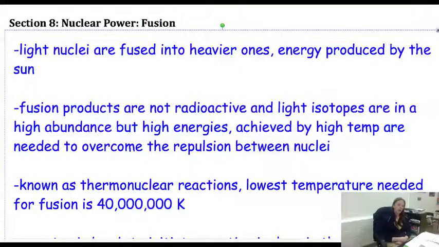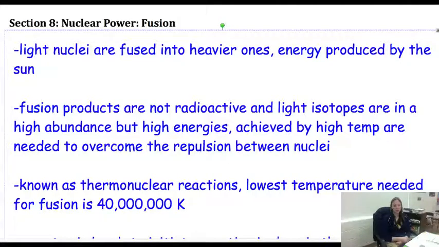Nuclear power in terms of fusion. Fusion now is where you have light nuclei that are fused together into heavier ones. The energy produced by the sun is done with fusion. Fusion products are nice because they're not radioactive, whereas fission products are really radioactive, and you have all kinds of nuclear waste that just doesn't go anywhere.